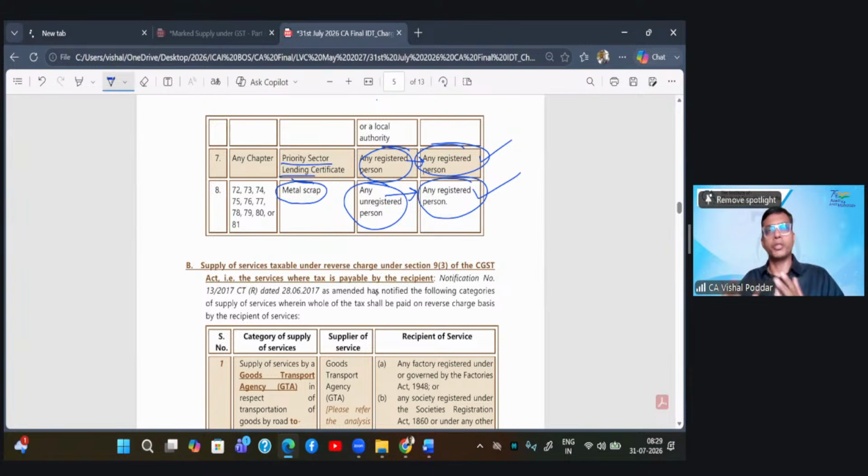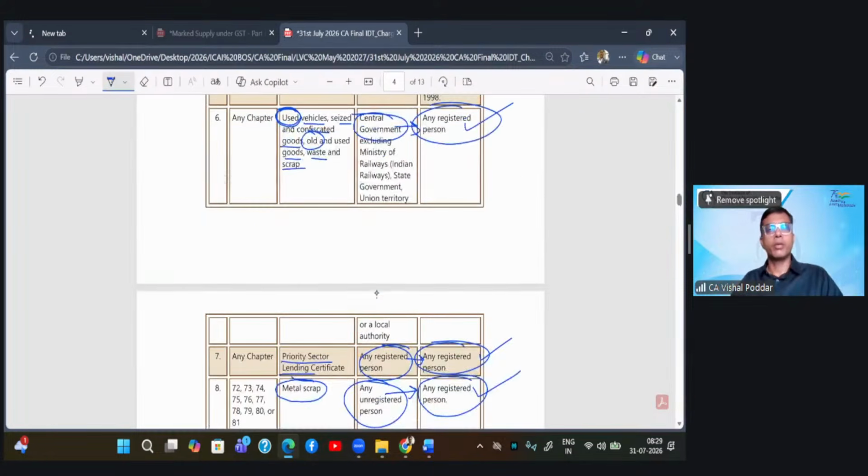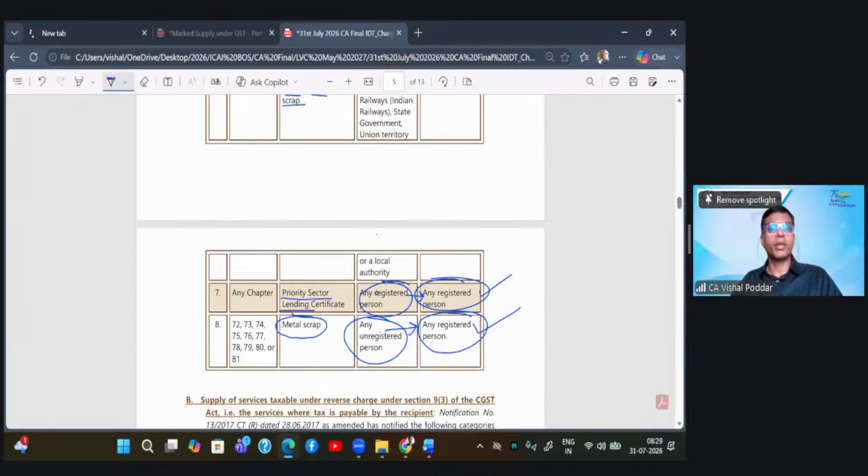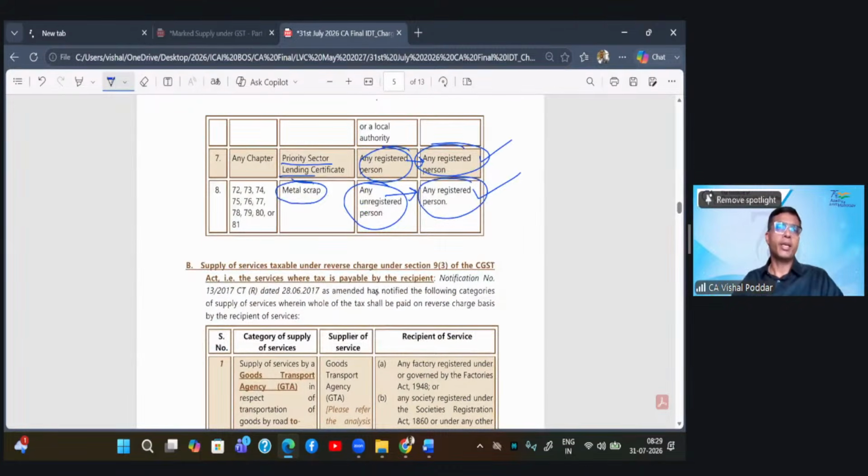So students, see the logic in all these goods. First, farmers are kept outside the GST headache. Then in specific cases, government is kept outside. And in case of metal scrap, the small businesses who may be unregistered are purchasing the scrap by going to each household. So they cannot be registered, they cannot do the compliance. So they have shifted the burden on the registered recipient, which is a big scrap dealer, or maybe the industry which is going to consume the scrap. Fine, students. So this is the list of RCM for goods.